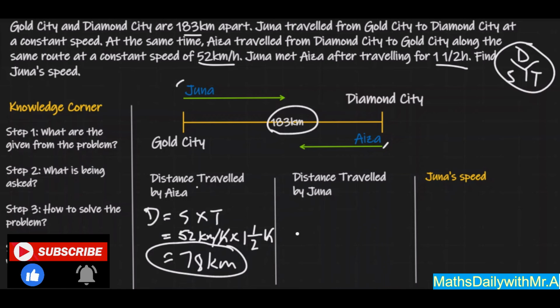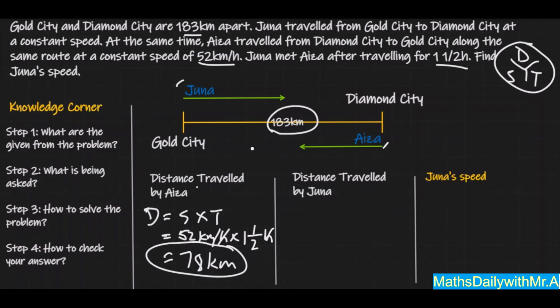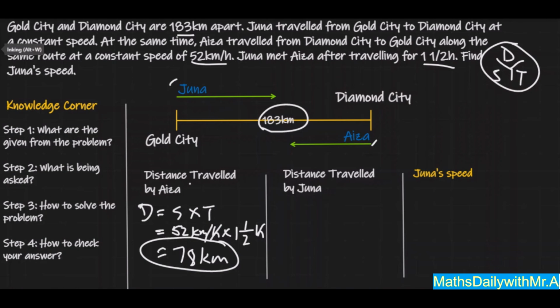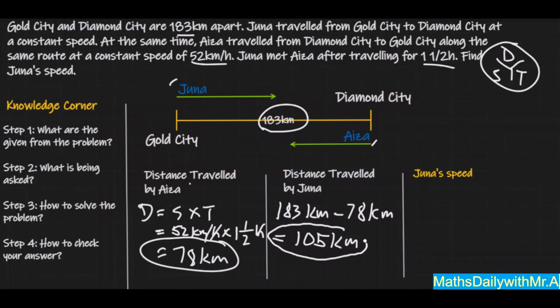Let us subtract the distance traveled by Isa from the total distance between Gold City and Diamond City. So to get the distance traveled by Juna, we need to subtract 78 kilometers from 183 kilometers. So 183 kilometers minus 78 kilometers, this will give us 105 kilometers. So the distance traveled by Juna for 1.5 hours is 105 kilometers.